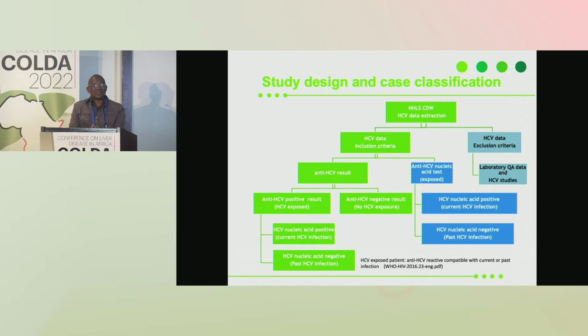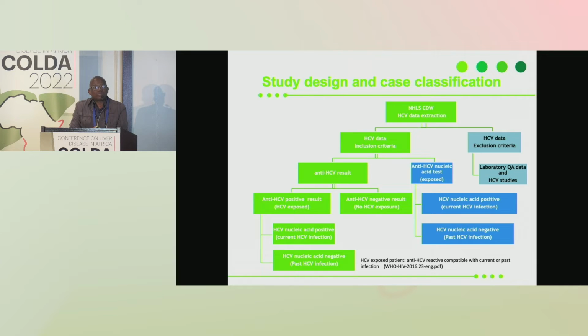From the data that we got, we excluded all data that looked like laboratory quality assurance data, and we also excluded the HCV studies which were coded in a way that we can't match. But the others, like I know in Pretoria, they also have certain studies where they enroll patients with their names and everything. We didn't exclude those ones. With that data, we looked at how we were going to analyze it.